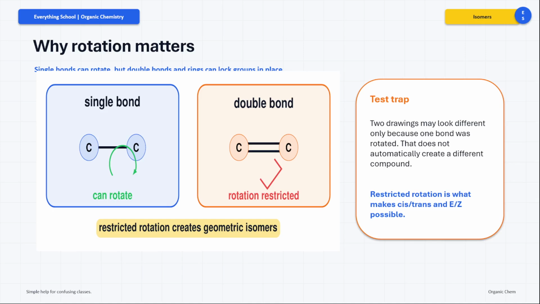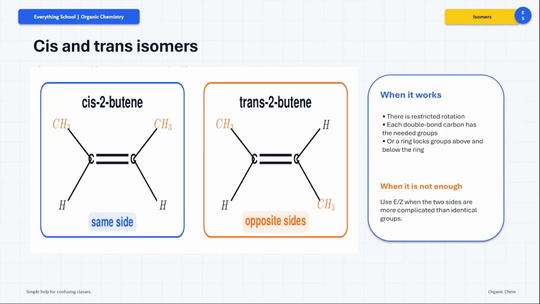Slide 12. Cis and trans isomers. Cis means same side. Trans means opposite side. For alkenes, cis and trans can happen when each carbon in the double bond has 2 different groups attached. In cis-2-butene, the 2 methyl groups are on the same side of the double bond. In trans-2-butene, the 2 methyl groups are on opposite sides of the double bond.